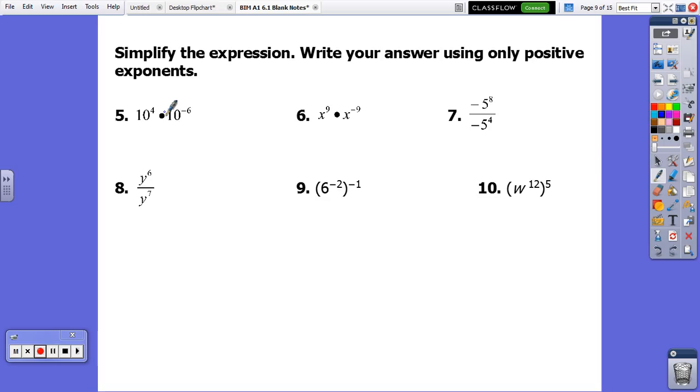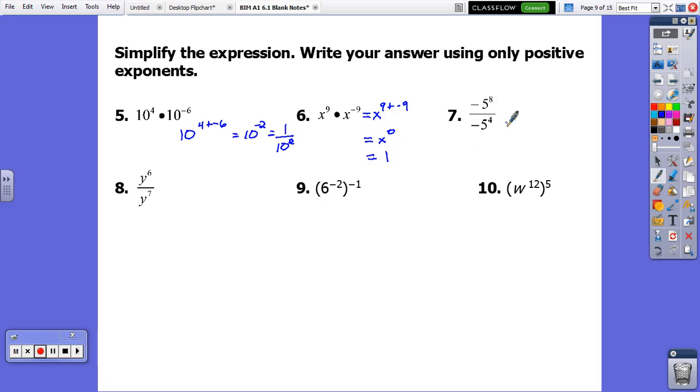This is 10 to the 4th times 10 to the negative 6th. The bases are the same, they're both 10, and they're multiplying, so what we do to the powers is we add them. So we get 10 to the negative 2, which we then have to use our negative property, and we get 1 over 10 squared. Over here, same thing, we add these, so we get 9 plus negative 9, which we know is 0, and anything to the 0 power is 1.